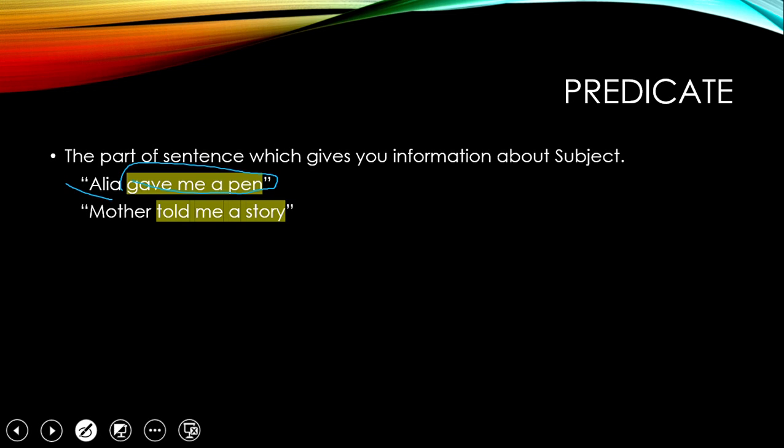Another example: mother told me a story. If I see that sentence, I can see that mother is subject, me is object because me is receiving the action, that is, whom is told the story? Me. So mother told me a story. Mother did what? Told me a story. So told me a story would be predicate.